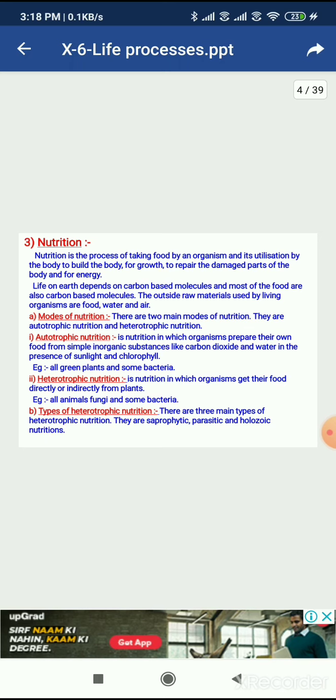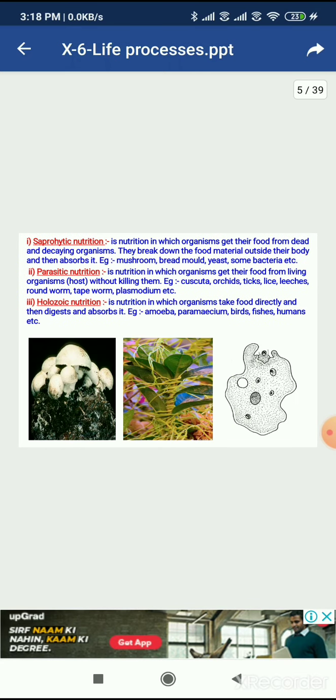Further, heterotrophic nutrition is categorized into three different types of nutrition. First one is saprophytic nutrition. In saprophytic nutrition, what happens? The organisms get their food from dead and decaying organisms.